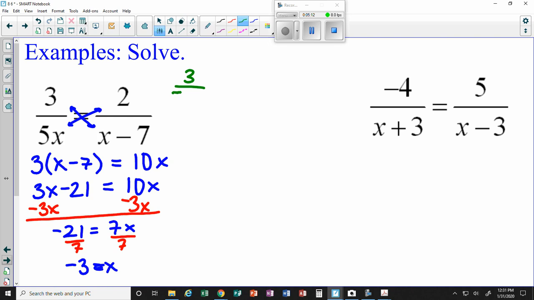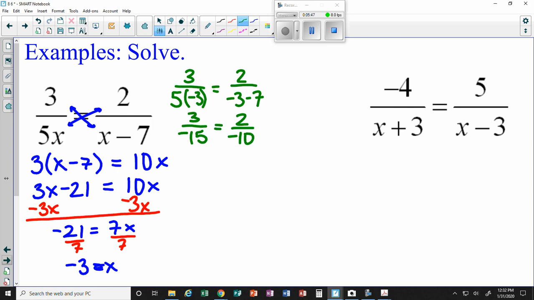So to check it, I go back and plug it in. It's going to be 5 times negative 3 on the bottom there equals 2 times negative 3 minus 7. So when I simplify, this is going to be 3 over negative 15. This is going to be 2 over negative 10. So how do I simplify those? We're just going to simplify. When we're trying to check it, you can't move anything each side. You have to simplify each side individually and then see if they're equal to each other.